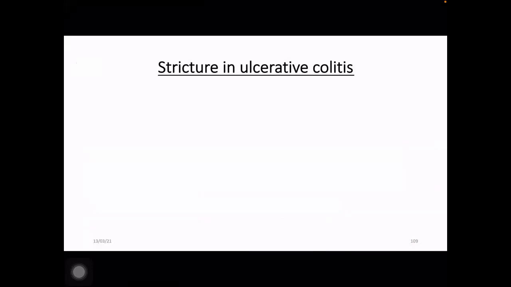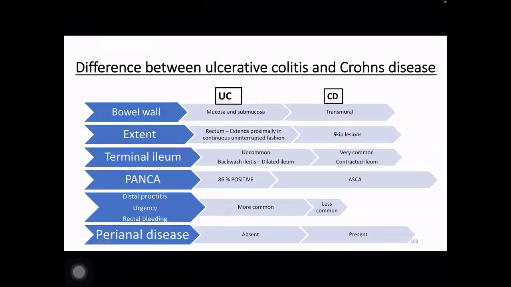So I want to add one more point. Rectal sparing is present in what percentage of Crohn's disease? That is, what percentage of Crohn's disease doesn't involve the rectum? It is given in Sabiston, which is 40%. That means 40% of Crohn's disease do not involve the rectum.